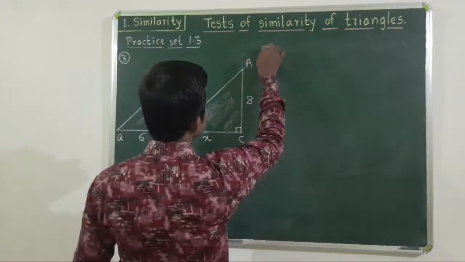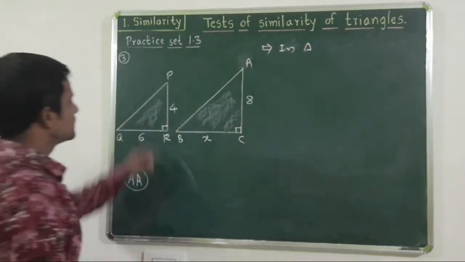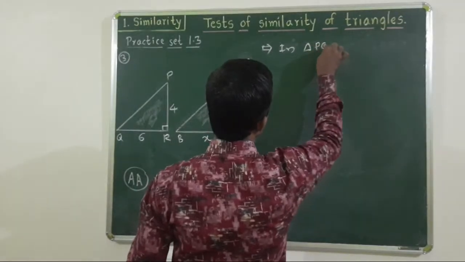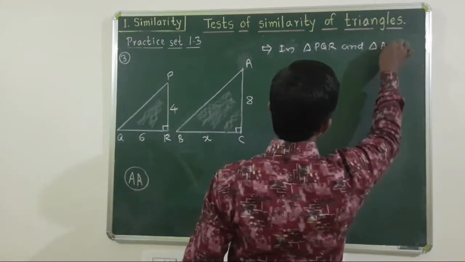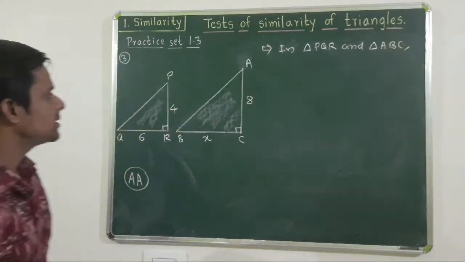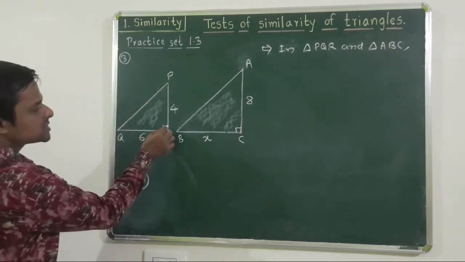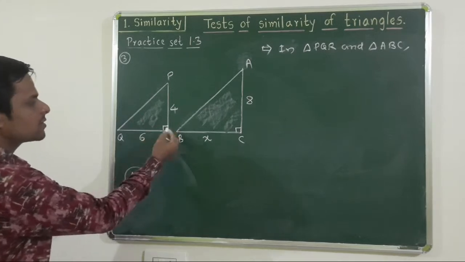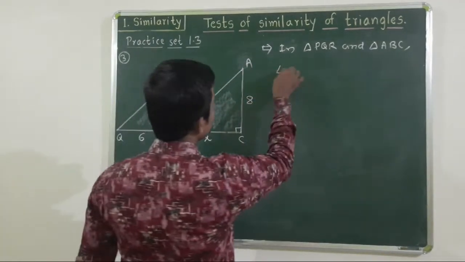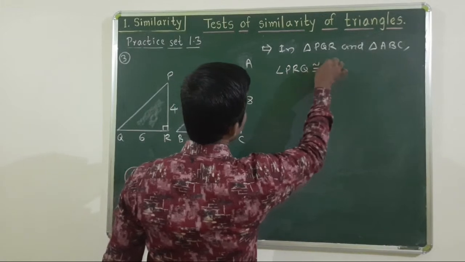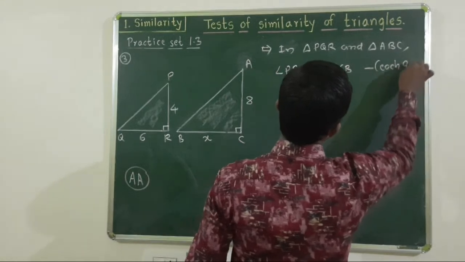Now the first step is to write proper names, that is in triangle PQR and triangle ABC. In triangle PQR and triangle ABC, what are the congruent parts or congruent angles? That is angle PRQ, which is 90 degree, or that pole is standing perpendicular to the ground, that is angle PRQ is congruent to angle ACB. Angle PRQ is congruent with angle ACB, reason each 90 degree.